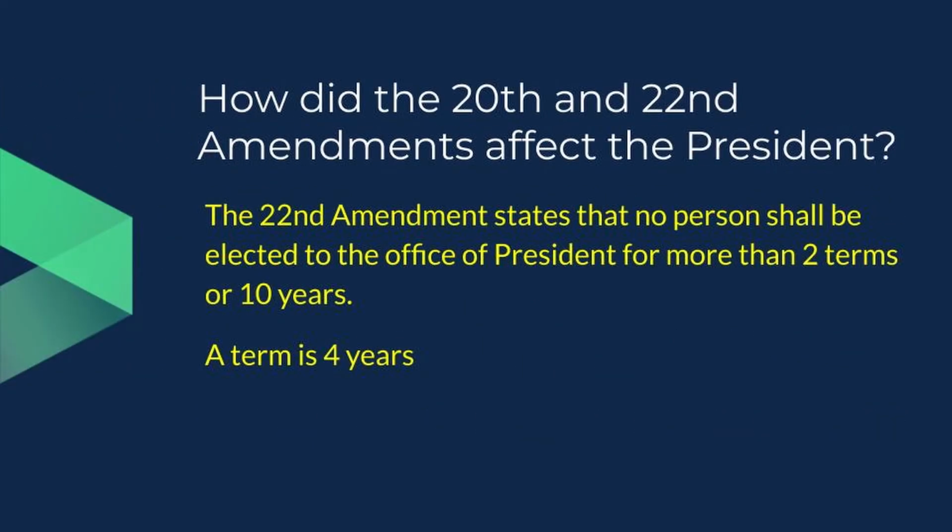How did the 20th and the 22nd Amendments affect the President? The 22nd Amendment states that no person shall be elected to office of President for more than 2 terms or 10 years. A term is 4 years.